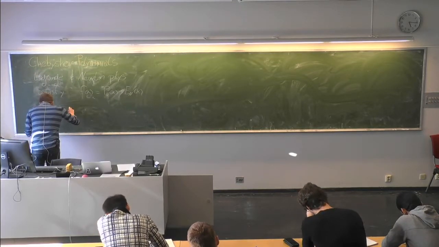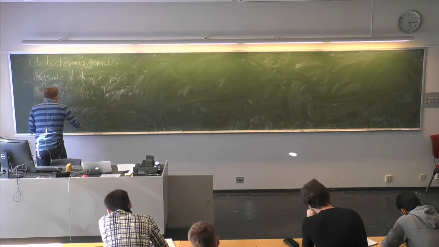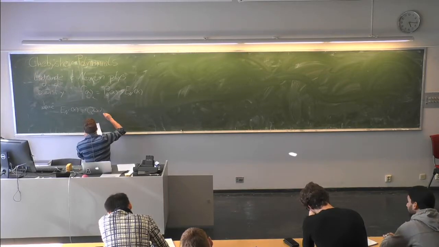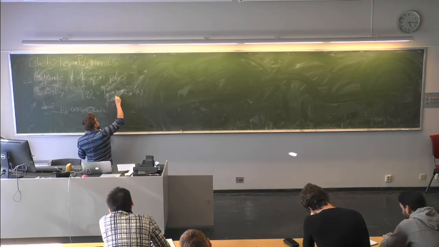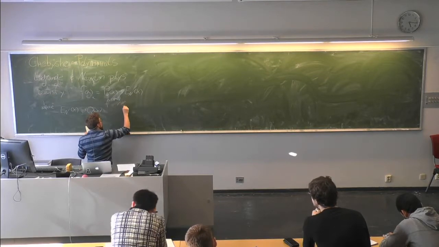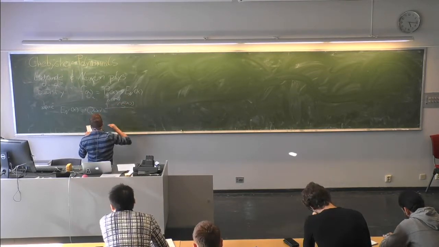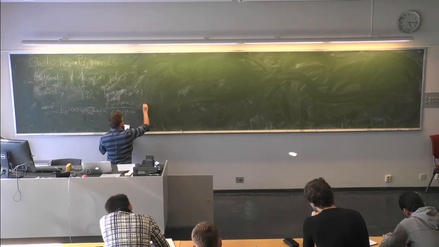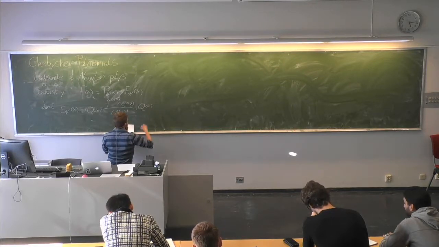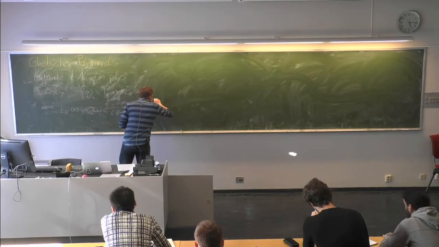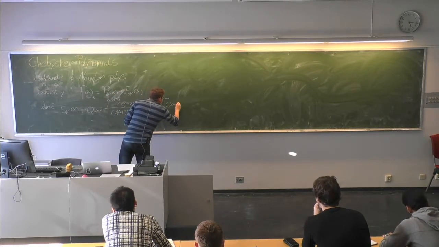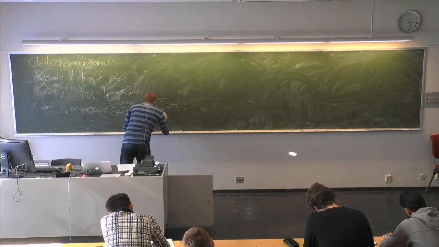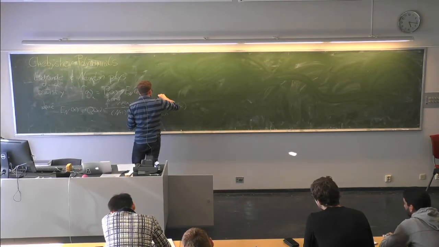The error written in a general form is some kind of quotient: f to the n plus 1 differentiated at some xi, over n plus 1 factorial, times q of x, where q of x is the product of x minus x_k, for k equals 0 all the way up to n.